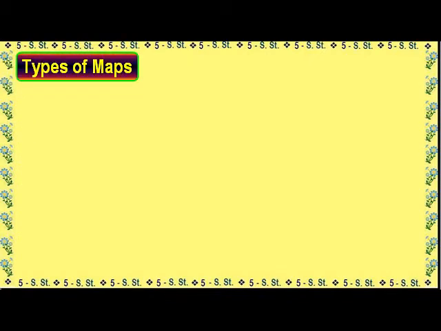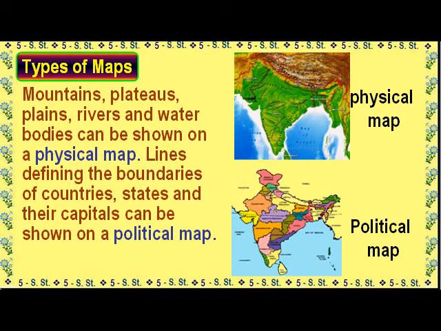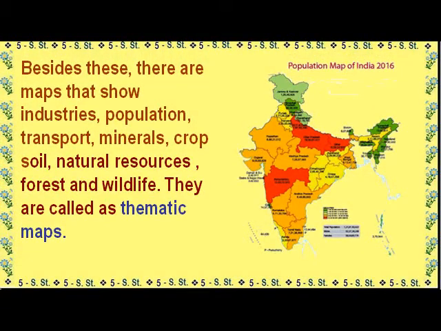Types of maps. Mountains, plateaus, plains, rivers, and water bodies can be shown on a physical map. Lines defining the boundaries of countries, states, and their capitals can be shown on a political map. Besides these, there are maps that show industries, population, transport, minerals, crops, soil, natural resources, forest, and wildlife. They are called thematic maps.